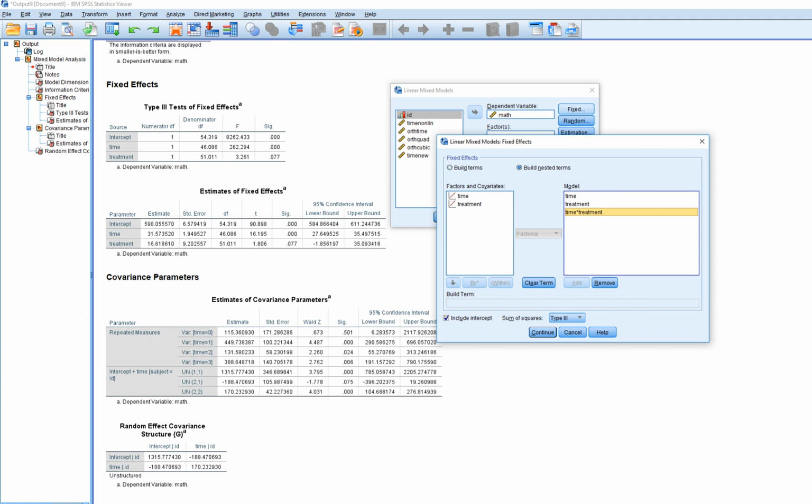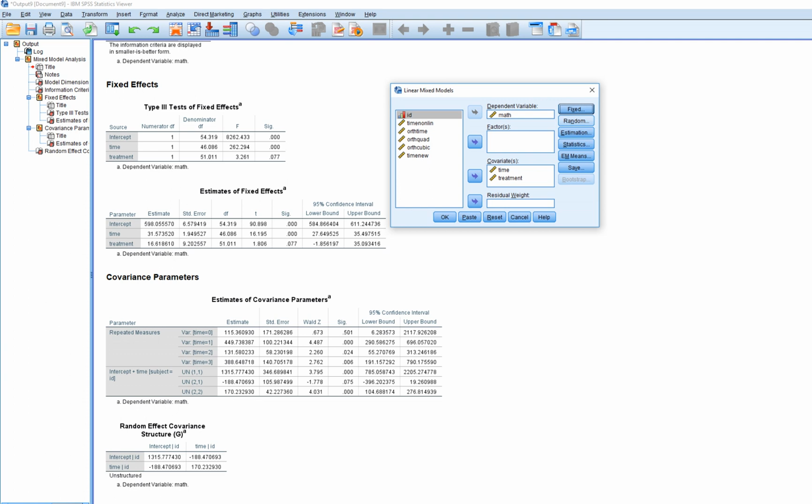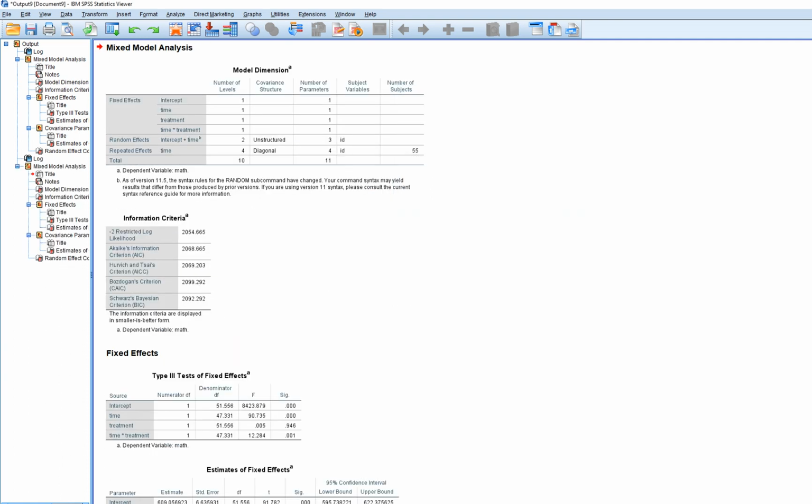So in other words, treatment is being treated as a fixed effect, modeling its fixed effect on the randomly varying slopes for time. So now we click on continue and leave everything else exactly as it was. And so now when we look at our model dimension table, you can see we're estimating 11 parameters, and we have essentially the interaction between time and treatment. So this is a cross-level interaction.